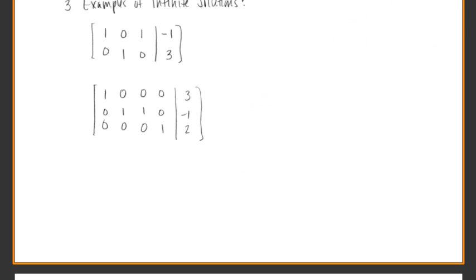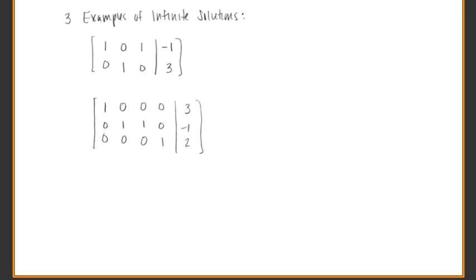And then what examples of infinite solutions looks like. Well, let's look at this first row. It says x, 0y, and z. So x plus z is equal to negative 1. The second row says no x's but y is equal to 3. It's infinite solutions because we don't really know what z equals. All we know is that x plus z together have to be negative 1. For sure, y has to be 3.